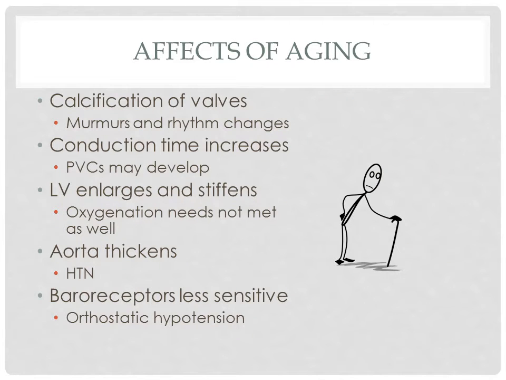So let's talk about some effects of aging. Calcification of valves can cause murmurs and rhythm changes. Conduction time increases, so PVCs may develop. Your left ventricle enlarges and stiffens, so oxygenation needs are not going to be met as well. Your aorta thickens, which can lead to hypertension, and your baroreceptors are less sensitive, which leads to orthostatic hypotension.